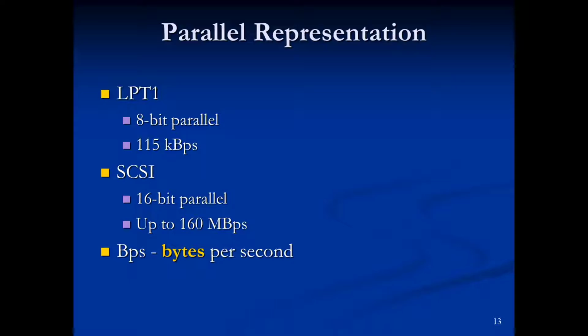And here are just a few little tidbits about those two standards that I mentioned. LPT1 being an 8-bit parallel, around 115 kilobytes per second. And be careful, I noted at the bottom there, when you see a capital B, it's always bytes. When you see a lowercase b, it's bits. So that 115 kilobytes per second means it's sending 115,000 bytes per second. And if there are 8 bits in a byte, you just multiply that number by 8 to figure out bits per second. But then SCSI uses 16-bit parallel up to 160 megabytes per second.